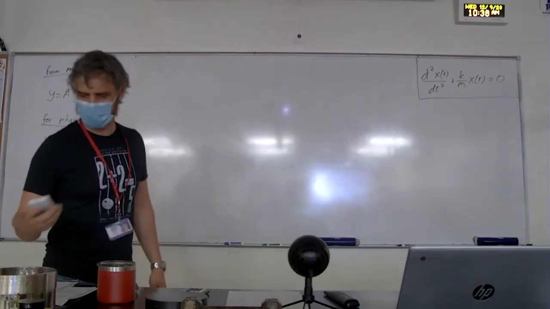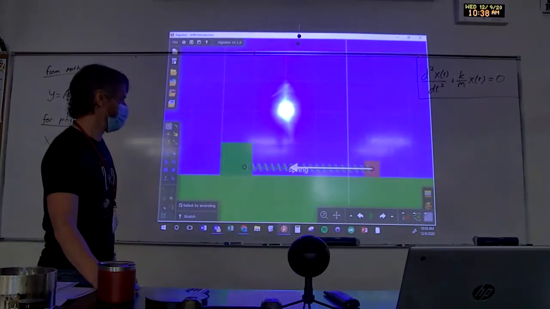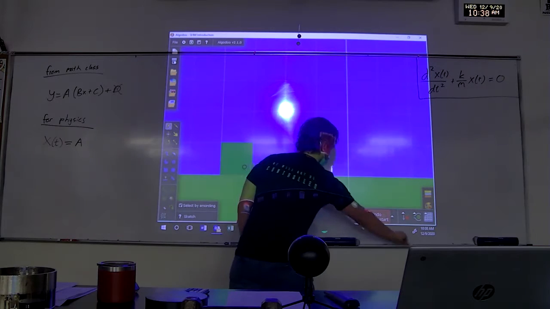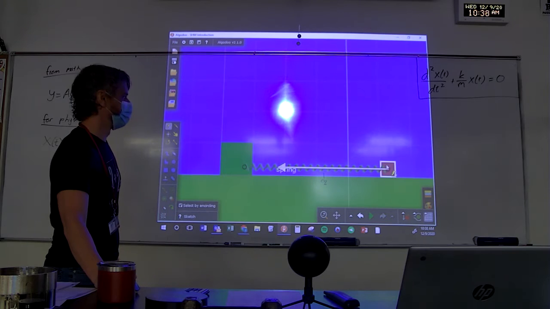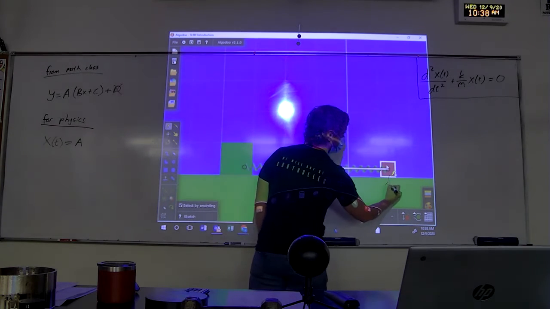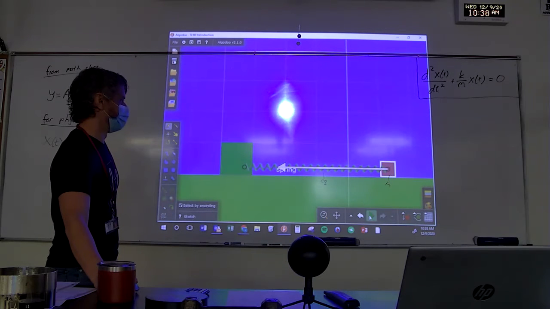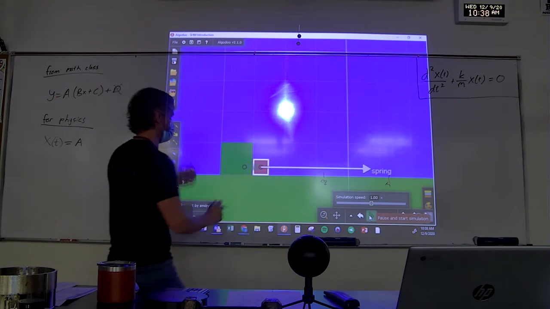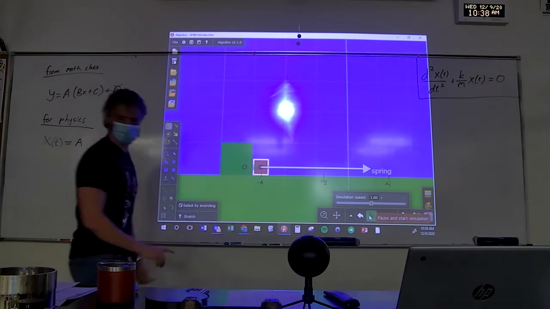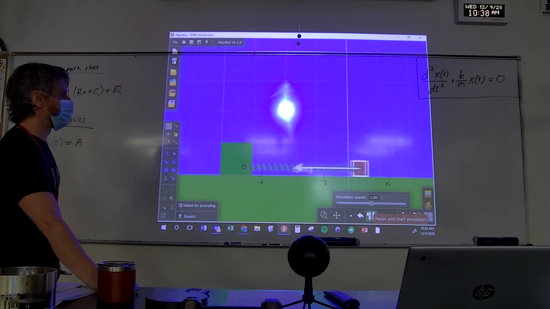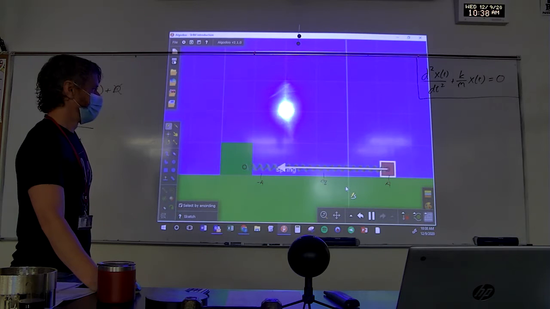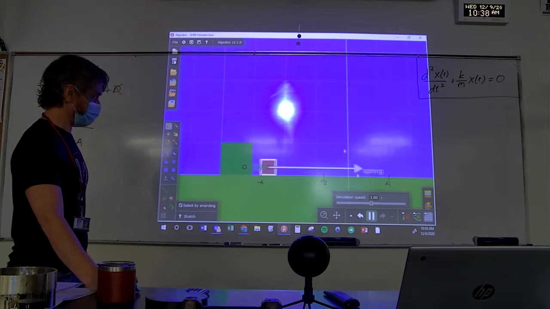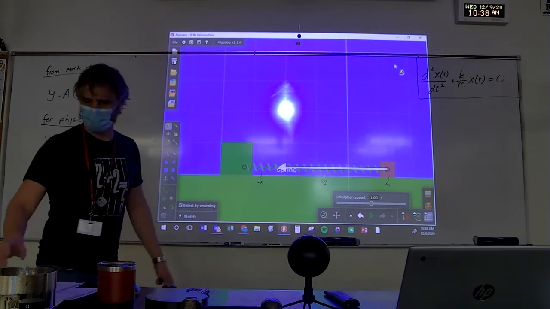The amplitude of the motion will be the maximum distance from equilibrium. So if this is my equilibrium point, and I take this mass and move it here, that will be positive A, and then it will move to, oh, I think I stretched it too far, the negative amplitude, and it will oscillate between those two points. And if there's no energy loss, no damping in the spring, then it goes on forever.